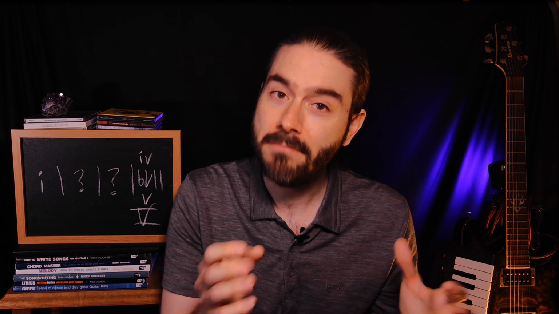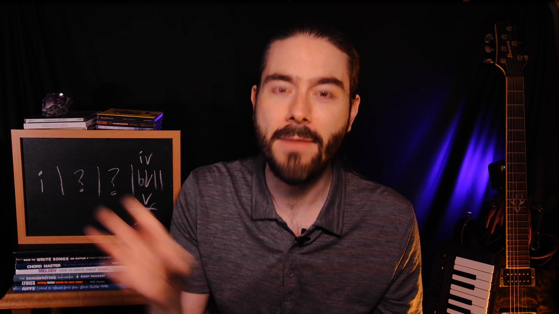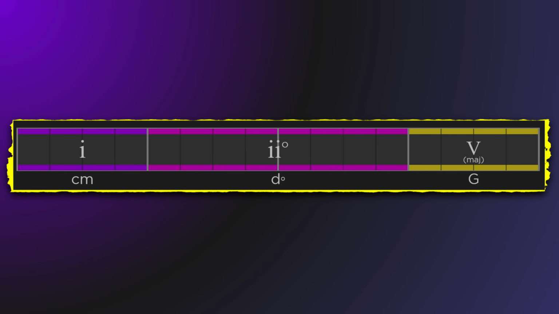2-5-1s feature in major keys and are a staple of jazz music. In minor keys it involves the diminished 2 chord and that borrowed major 5 to create a dramatic flourish of a progression. Here's an example in the key of C minor.